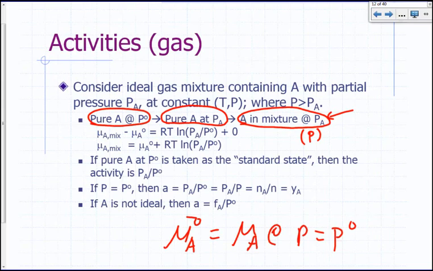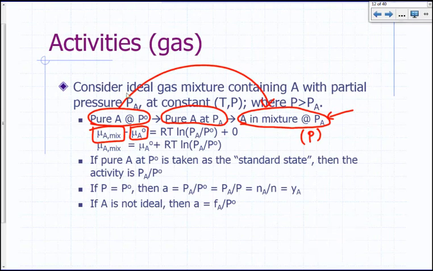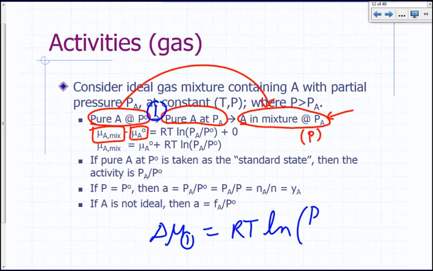So the total change in the chemical potential in going from here to here would be the difference in the chemical potential of A in the mixture and its chemical potential when it is pure and at 1 bar, standard pressure. Delta mu, the change in chemical potential for the first step, step 1, would just be RT ln of P sub A over P naught. We've seen this before. This is just the change in the molar Gibbs energy.